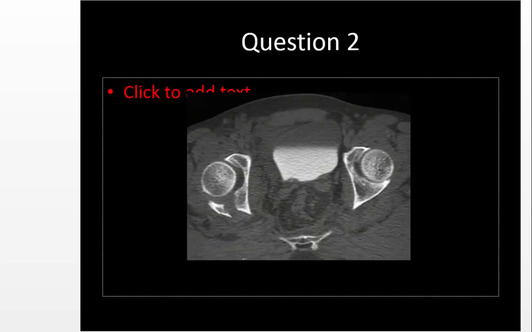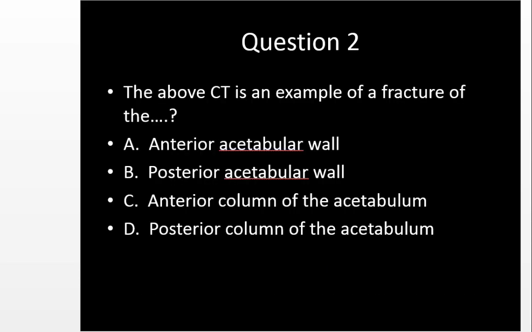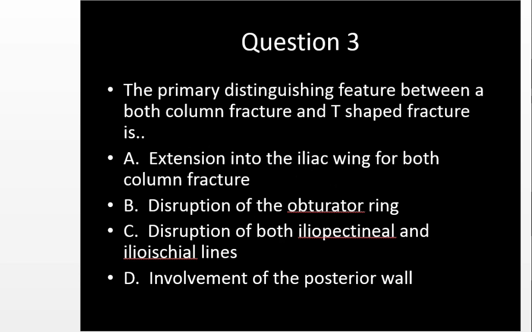Question two is based on this CT image through the pelvis at the level of the hip joints. There's an obvious abnormality about the right hip. And the question for this CT image is, what type of fracture is this? Is this an anterior acetabular wall fracture, a posterior acetabular wall fracture, an anterior column acetabular fracture, or a posterior column acetabular fracture?